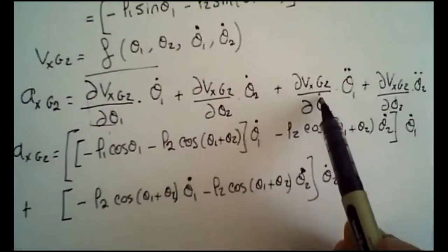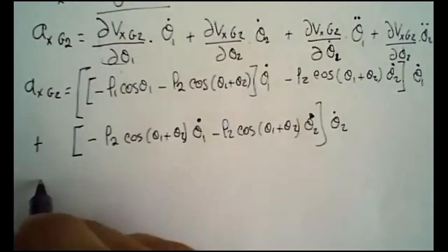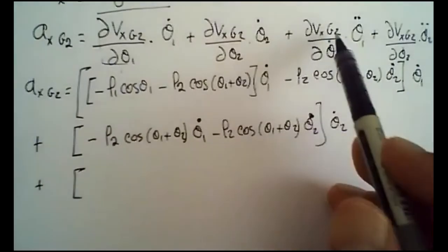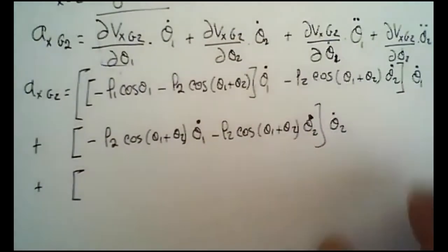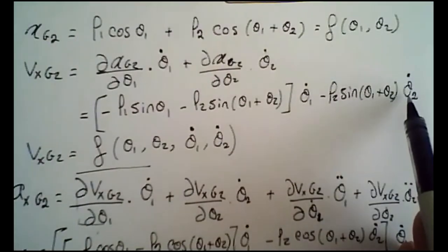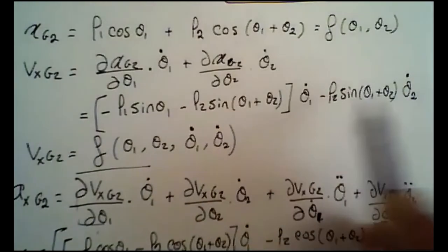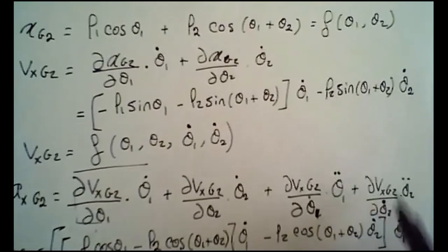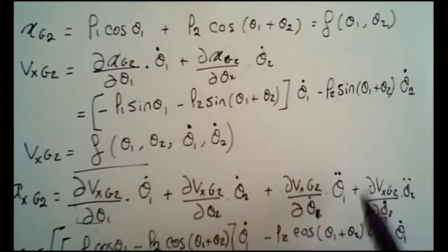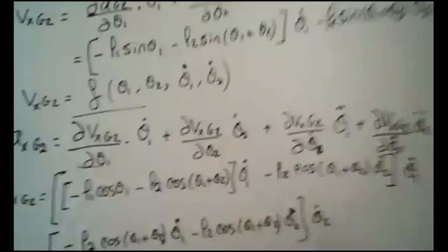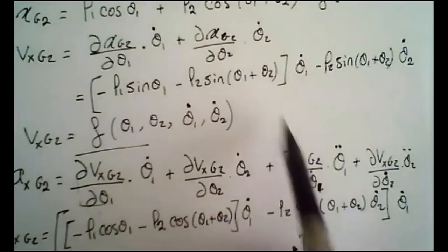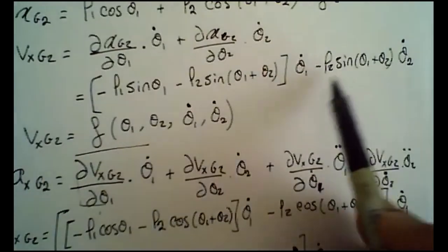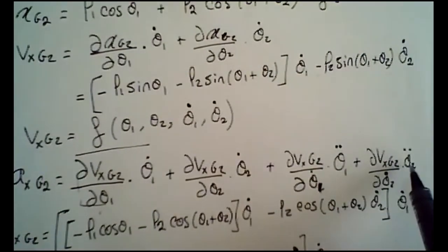Now the third term is the partial derivative of Vxg2 with respect to theta 2 prime. And it's easy here. When I differentiate with respect to theta 1 prime only, I'm just going to get this term. And then with respect to theta 2 prime, I'll just get this term, because it's a partial derivative. So the first one is going to be simply this multiplied by the acceleration, plus this multiplied by the acceleration of the second term.